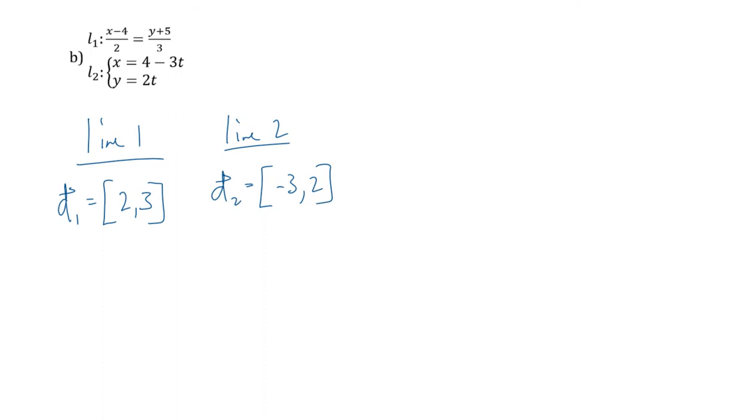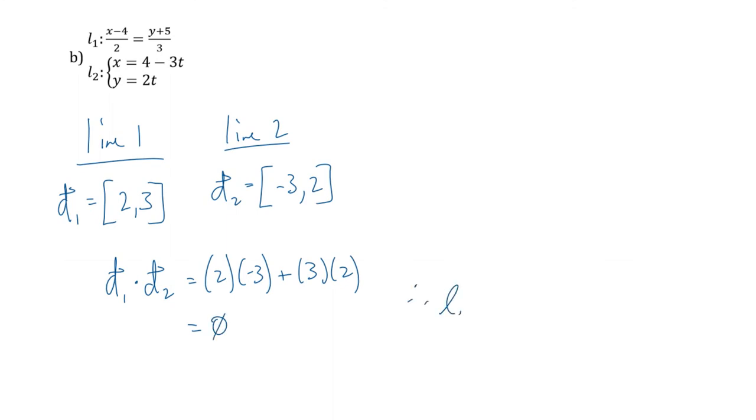Okay, so now d1 dot d2 equals 2 times negative 3 plus 3 times 2, which is negative 6 plus 6, which is 0. Therefore, L1 is perpendicular to L2. They are perpendicular.